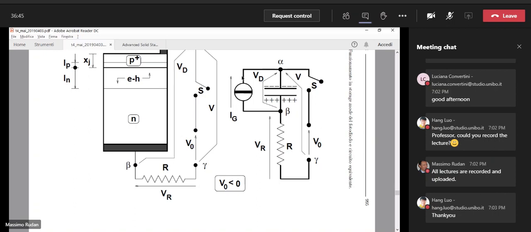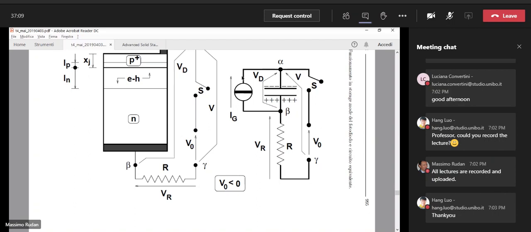Conclusion, after the integration time has finished, we have a value of the voltage drop across the capacitor that is some VD, still negative, but smaller in modulus than the original VD.